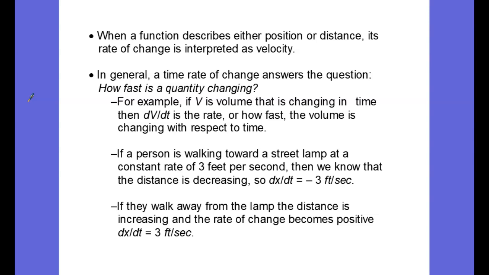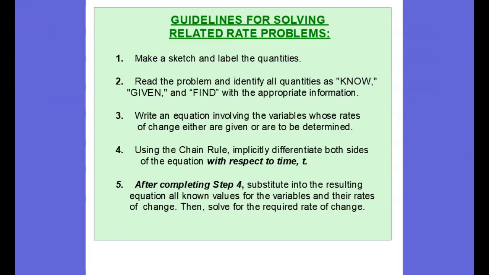If a person is walking toward a street lamp at a constant rate of 3 feet per second, then we know that the distance is decreasing, and so dx/dt would be equal to negative 3 feet per second. If they walk away from the lamp, the distance is increasing and the rate of change becomes positive, dx/dt equals 3. Let's look at a framework for solving related rates problems.